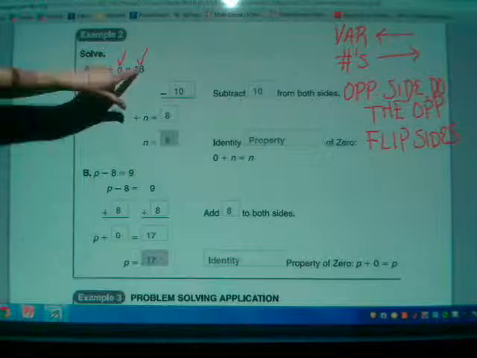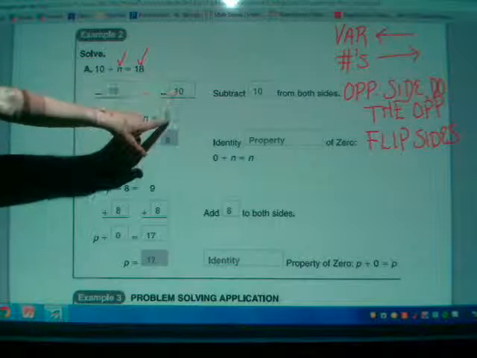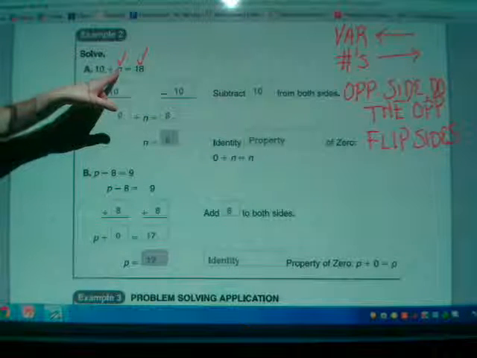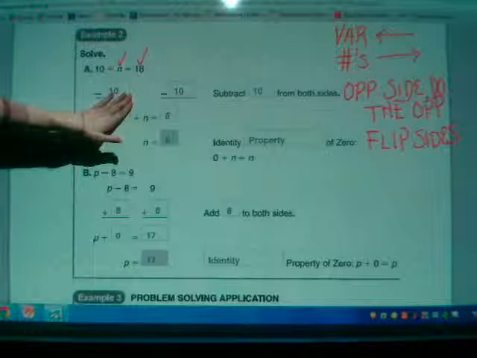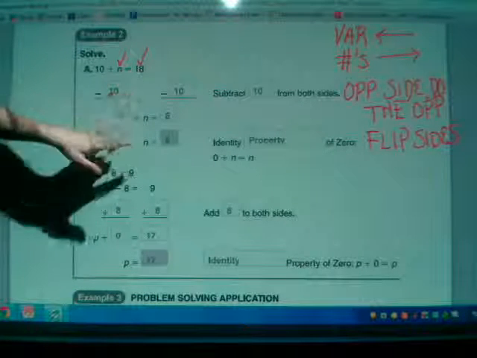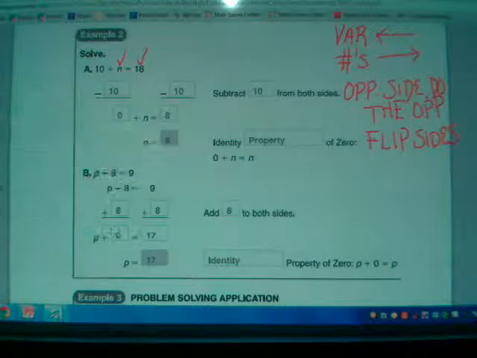On the other side, I've got 18 minus 10. That's going to change into 8. And notice that this n is left behind on the left side. We get rid of the 0 in front. Of course, adding 0 doesn't change anything. So they're suggesting that n equals 8.